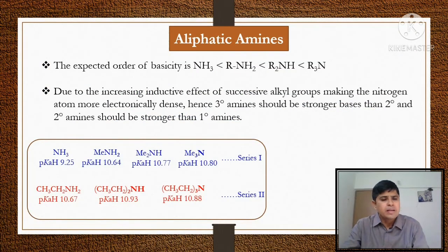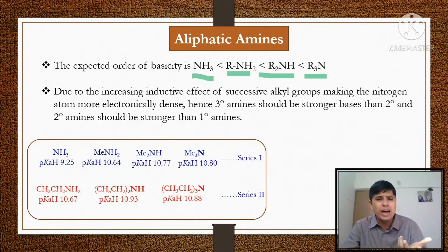Now the expected order for basicity of amines is like this. Ammonia is a weaker base than primary amine, primary amine is weaker than secondary amine, and secondary amine is weaker than tertiary amine. In other words, tertiary amine is a stronger base than secondary amine, secondary amine is stronger than primary amine, and primary amine is stronger than ammonia. This is what we are expecting, as we know alkyl group.